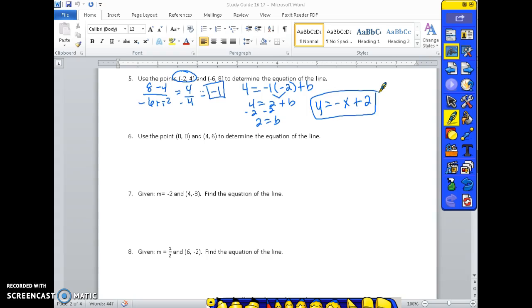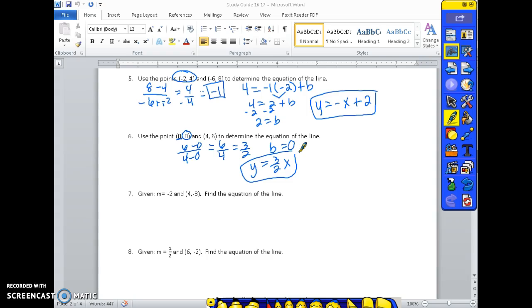Let's do that again on number 6. We have y minus y over x minus x. 6 minus 0 is 6. 4 minus 0 is 4. That simplifies to 3 halves. One of the points gives me when x is 0, so I just look for the y coordinate when x is 0. That means my y-intercept is 0. So y equals 3/2 x, because putting plus 0 is not going to change the equation, so I'm just going to leave that as y equals 3/2 x.